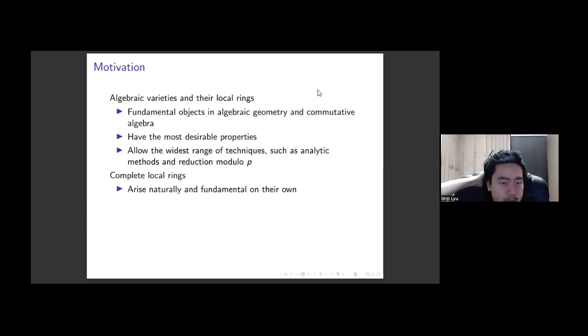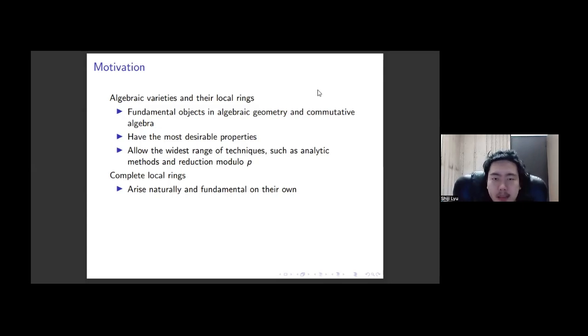Well, on the other hand, you have these complete local rings that are not local rings of algebraic varieties. So you have power series factoring out something. These still arise naturally, right? If you have a ring of an algebraic variety, take its completion, it's complete. And also they are fundamental on their own, right? You use those in analytic geometry too. You have the complete local ring of an analytic variety. And by analytic, I mean either complex analytic or non-Archimedean.